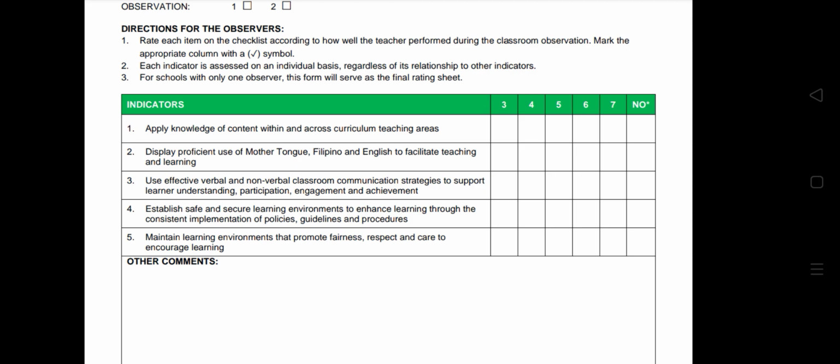Maintain learning environments that promote fairness, respect, and care to encourage learning. Okay? The teacher promotes... pag magbibigay ako ng 7, ito ang hahanapin ko ha. The teacher promotes a supportive and nurturing environment where all learners feel accepted, encouraged to learn, and free to take learning tasks. Okay? Hahanapin ko pa rin dito ang occasionally, generally, consistently. Then, yung mga fairness, respect, care.